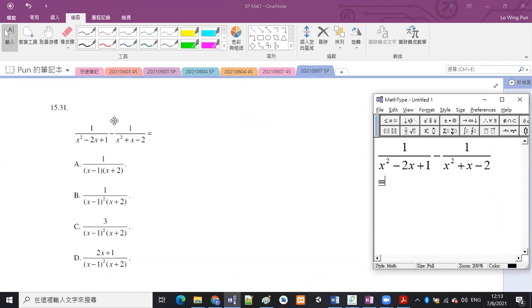So if you want to factorize a quadratic polynomial, then you just use the calculator formula 1 to help you. Okay, for the x squared minus 2x plus 1, it will be x minus 1 bracket square. And for the x squared plus x minus 2, it will be x plus 2 times x minus 1. Okay, just do the factorization first.